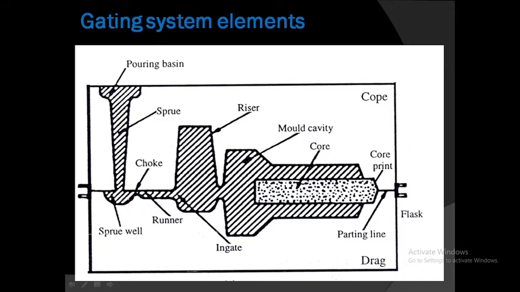Next, the ideal gating system should help to promote a proper temperature gradient. Okay, the temperature gradient is nothing but the rate of change of temperature with displacement in a given direction. And the SI unit of this temperature gradient is Kelvin per meter. So the ideal gating system should promote the proper temperature gradient.